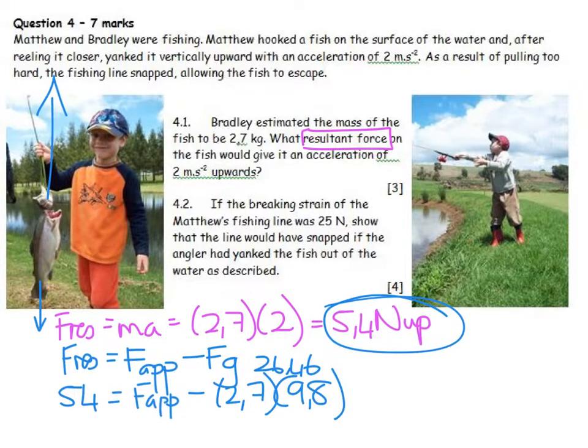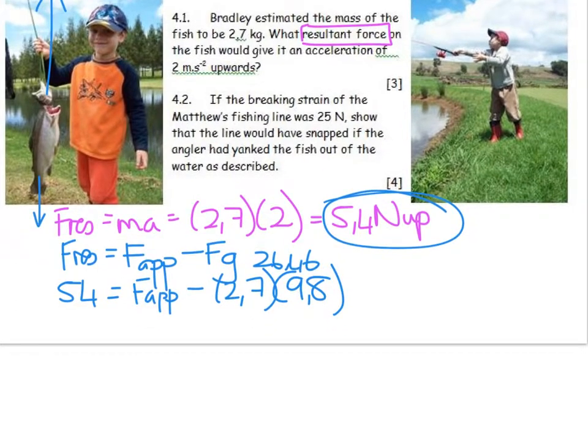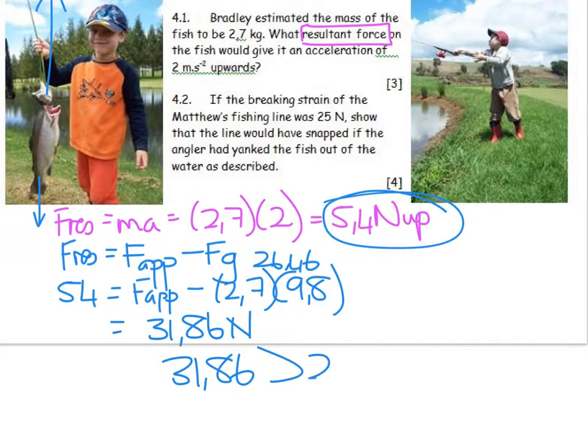And then my answer turns out to be equal to 31,86 newtons. 31,86 newtons is greater than 25 newtons, therefore it breaks.